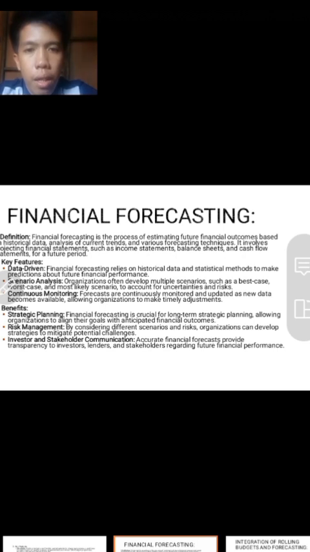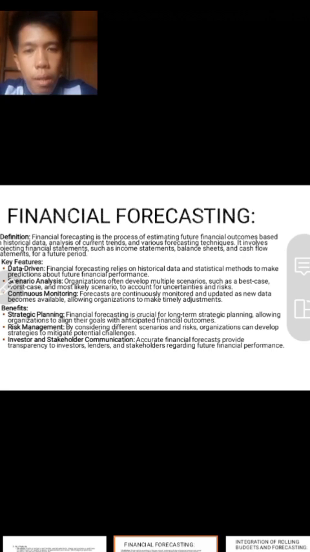Next, risk management. By considering different scenarios and risks, organizations can develop strategies to mitigate potential challenges. So, risk management, sa organisasyon dili gyud na mawala ang risk sa mga different scenarios. In order to prevent risk, you need to develop strategies to avoid damages and to mitigate potential challenges.